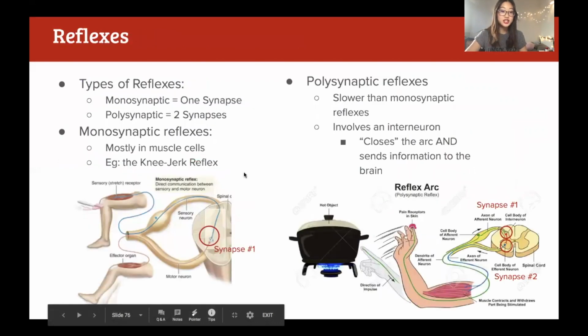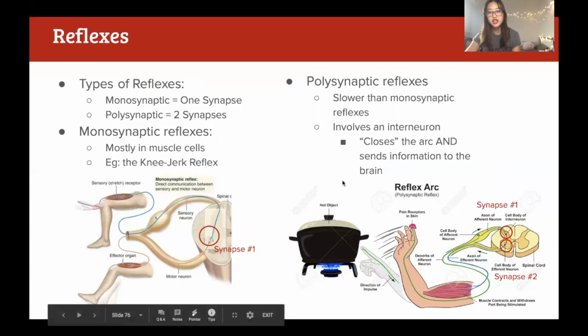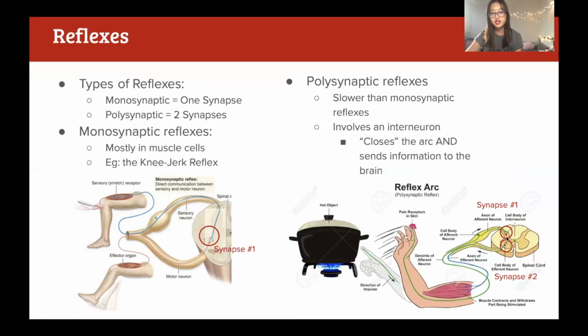And next, okay, so reflexes. Reflexes are much faster in nature than our spinal tracts. You can just see right here, there are 2 types, monosynaptic or polysynaptic. It's kind of self-explanatory. So monosynaptic reflexes just have 1 synapse right here. Polysynaptic reflexes have 2 synapses and there is an interneuron involved, and this would be slightly slower than monosynaptic reflexes.